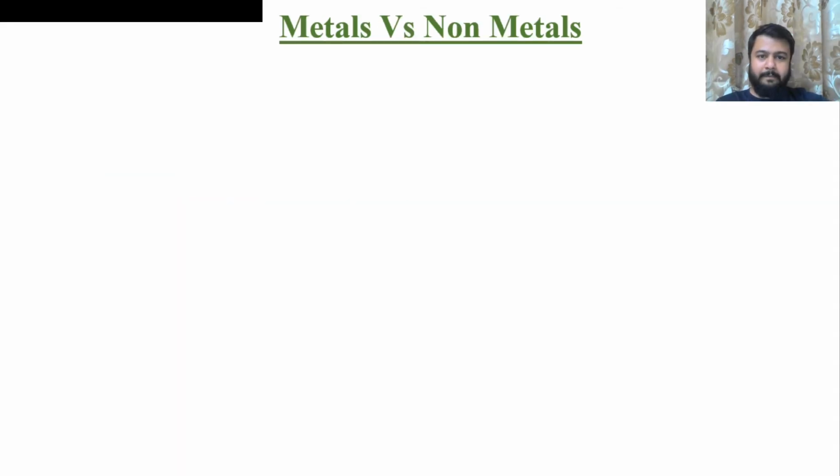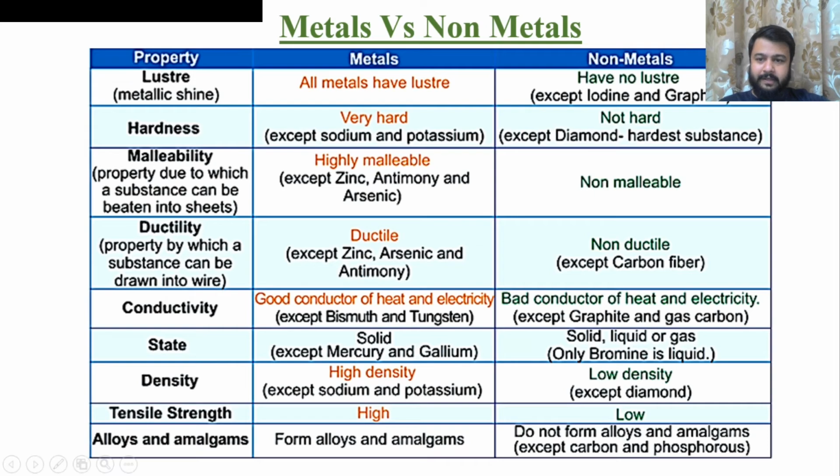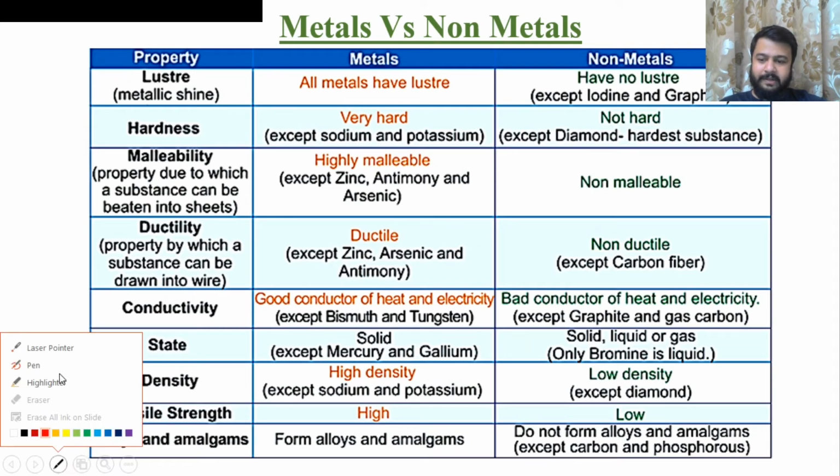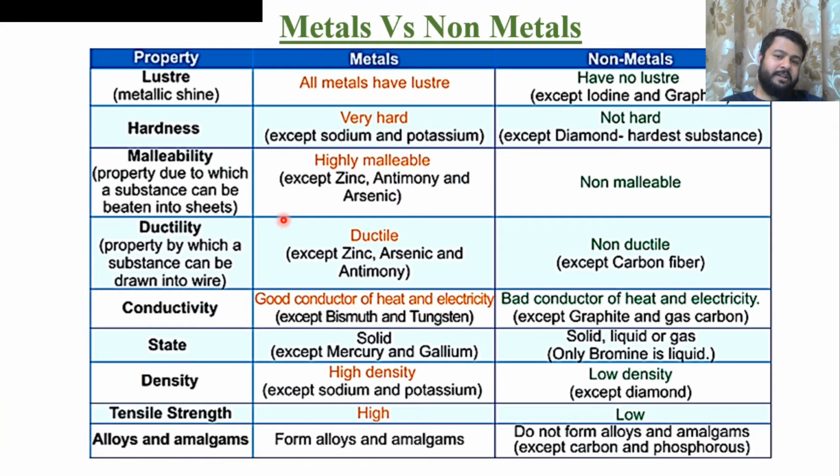So now metal versus non-metal. The first property is luster. Metals always show luster, but non-metals do not show any luster, that is shine. When we put light on them, they shine. In the case of metals, this is a common thing, but for the non-metals, this is not a regular property. And exception cases, iodine and graphite. You have to remember each and every exception case from these properties.